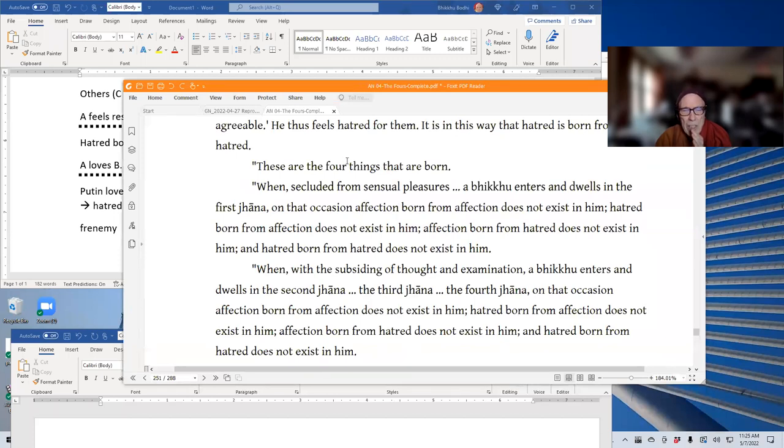May those in suffering be free from suffering. May those in fear be free from fear. May those in sorrow be free from sorrow. May all living beings also be thus.